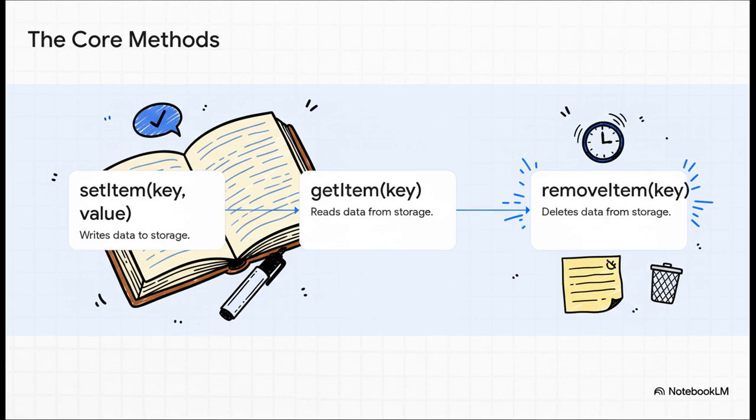First, setItem. This is how you store something. You give it a key, which is like a label, and then the value you want to save. Second, getItem. This is how you get it back. You just ask for it by its key. And finally, removeItem, which, you guessed it, lets you delete a specific piece of data. Write, read, delete. That's pretty much it.